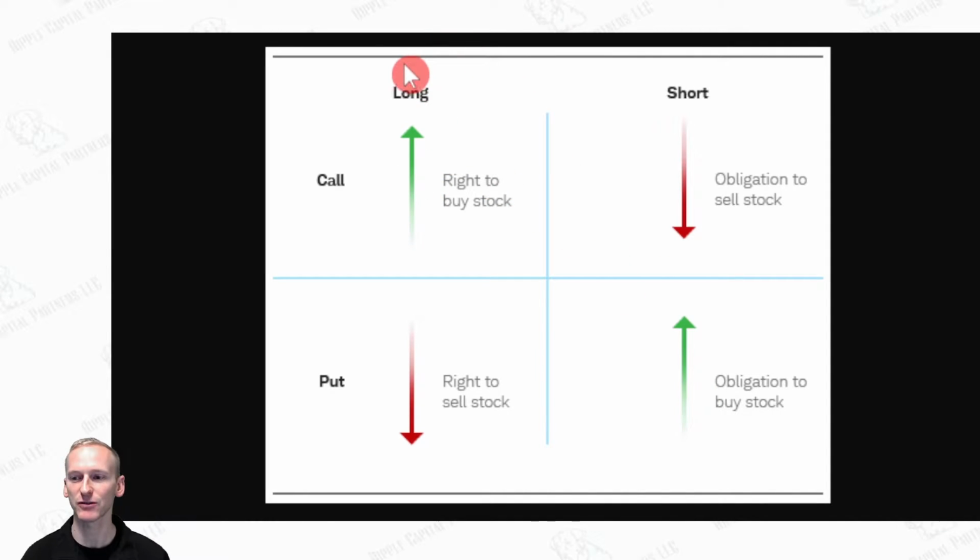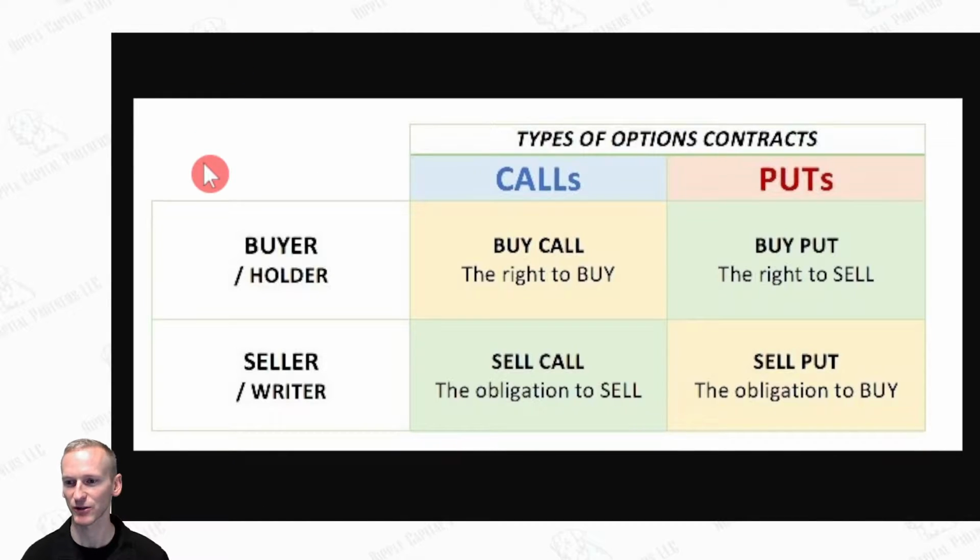But I think the big thing to remember is that as an option buyer, you have rights, and as an option premium seller, you have obligations. So a better image to explain this is this one here. If you're buying calls, you have the right to buy 100 long shares. If you're selling calls, you have the obligation to sell 100 short shares.